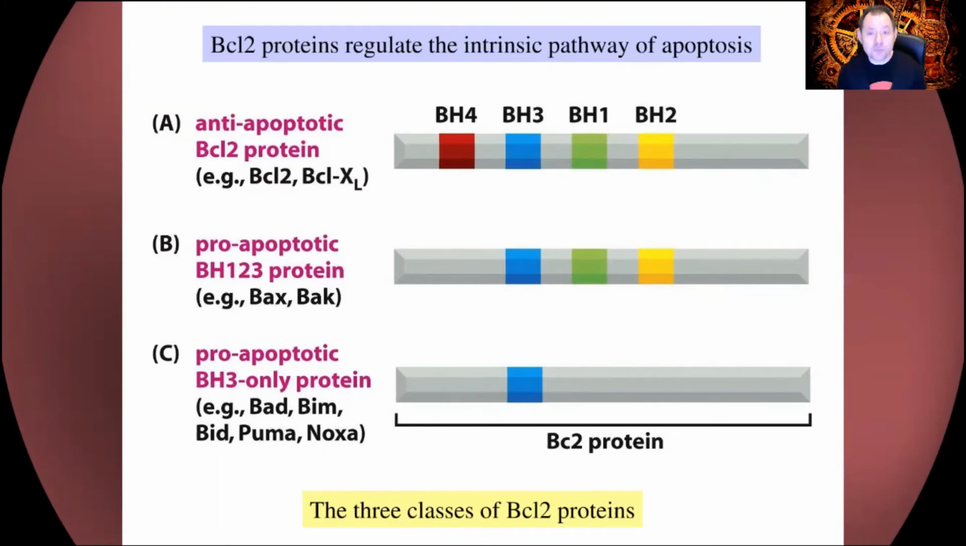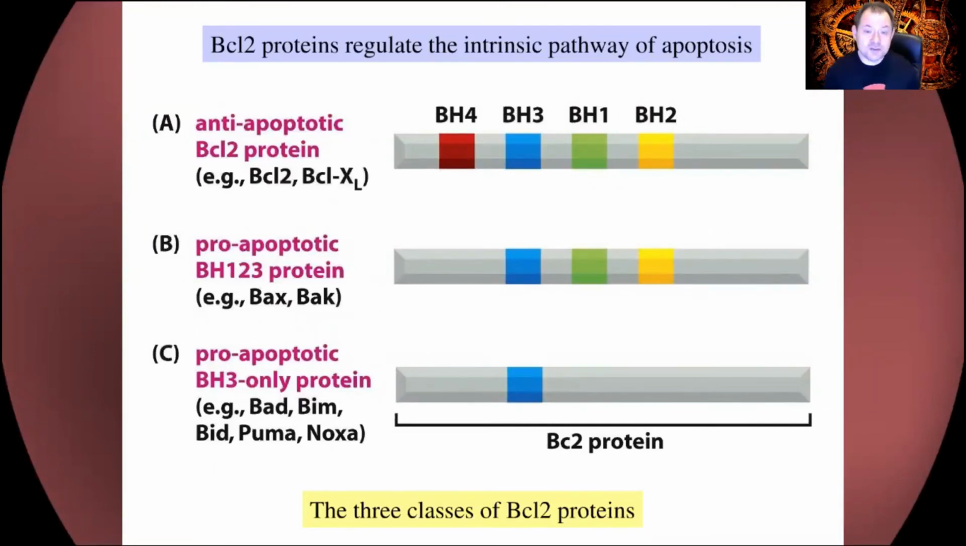Then we have the pro-apoptotic proteins. Now, these are known as the BH123 proteins. These include proteins such as BAX and BAK, and the BH3-only proteins, which include many proteins such as BAD, BIM, BID, PUMA, and NOXA. Now, I'm throwing a lot of information at you, so I'll just break it down. Basically, the BCL2 proteins all contain 4 domains in the protein. A domain is just a region of the protein. They contain the BH1, BH2, BH3, and BH4 domains, and they are anti-apoptotic. They basically stop a cell from dying.